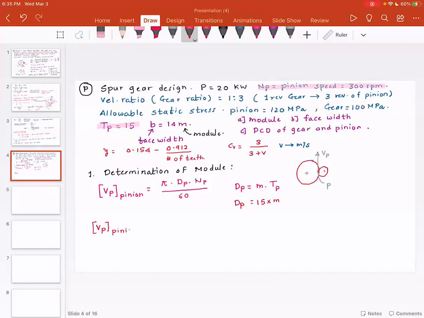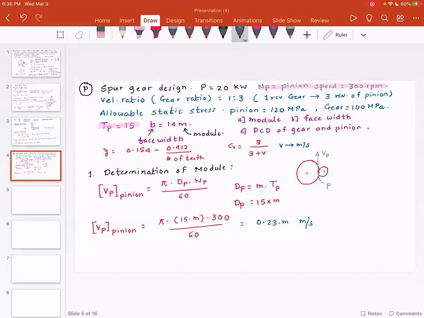Pitch line velocity, considering point P on the pinion, is pi times 15 times m multiplied by 300 rpm divided by 60. What this means is I'm going to get the velocity in terms of module. This is very important. The velocity of the pinion, Vp, in terms of module, is 0.23 m meters per second. So the pitch line velocity is 0.23 multiplied by module, and depending upon the value of module, this answer will be different.